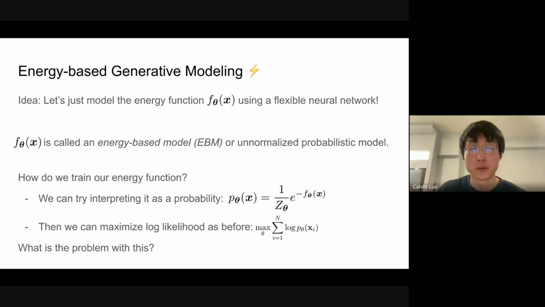And what is a naive way to train our energy function? Well, we can make a prediction of the energy, reinterpret it, convert it back to a probability, and we can maximize log likelihood as before. But what is the problem with this very naive formulation? Well, the problem is that it's generally intractable to compute this normalization constant because we have to integrate over all possible x. Whereas this can be done for simple parameterizations, maybe like Gaussians, it is intractable for complex parameterizations, which we generally want to use to model the energy network f sub theta of x. So it is generally intractable to train energy-based models in this way.